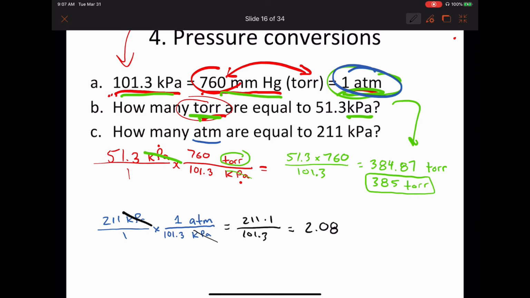We check for sig figs. The problem gave us 3 sig figs. This is a conversion factor, the atm, so this has an unlimited number of sig figs, so we don't worry about these sig figs here. It's always what you started with. All right, so 2.08 sounds good, and the unit would be atm. And that's how we do pressure conversions.